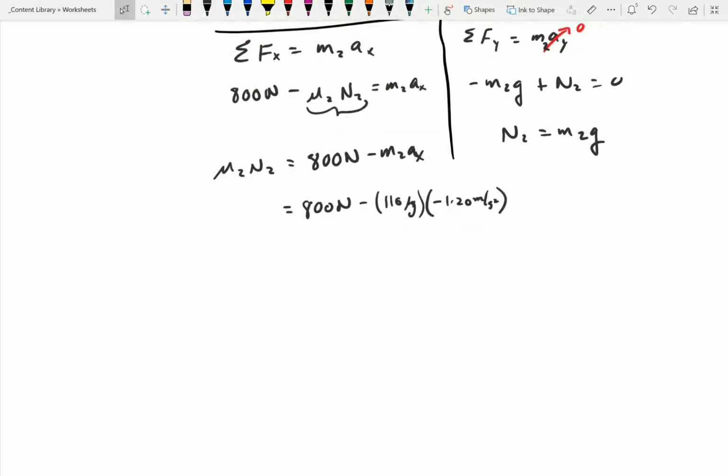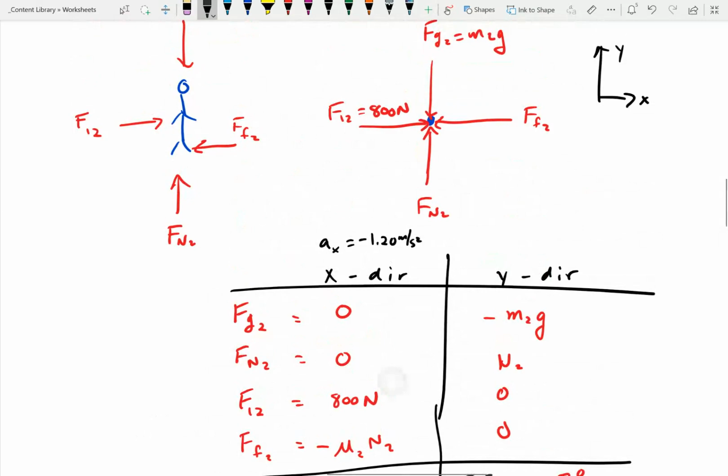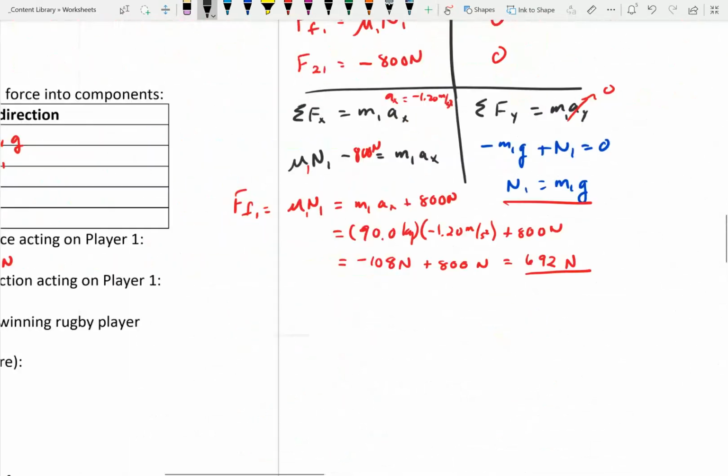11 times 12 is 121, right? So this is going to be equal to 800 newtons minus times minus is plus 121 newtons, which is equal to 921 newtons. So that should be my force of friction 2. And it's actually in the negative direction, so I throw my sign there just for the direction of the friction. So let's go fill in the blanks.